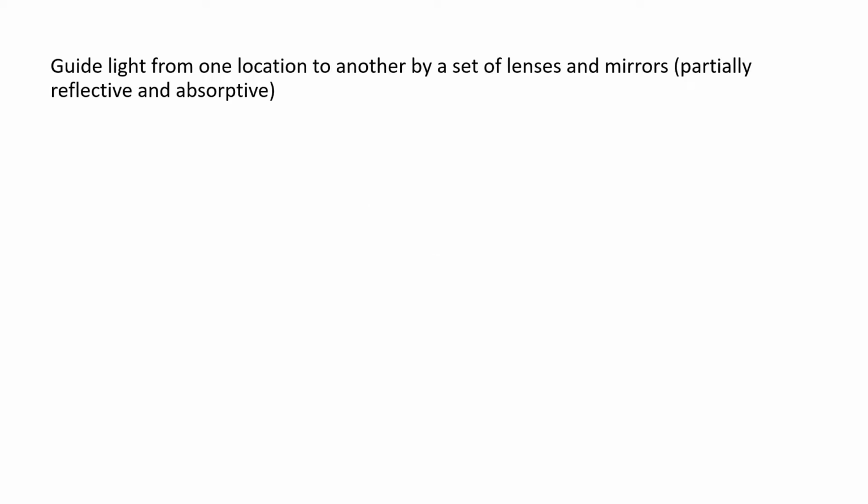In this short video, we talk about light guides. We can guide light from one location to another by a set of lenses and mirrors. The process includes partial reflection and absorption processes. It is evident that if we have more optical elements or devices, we will have more loss of power.